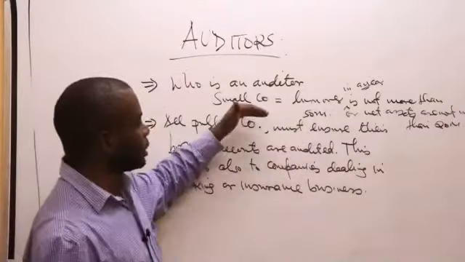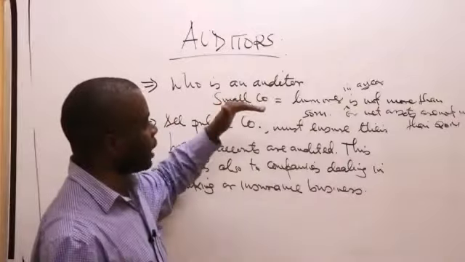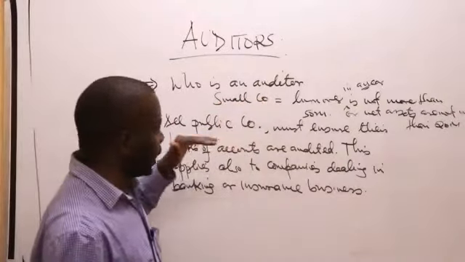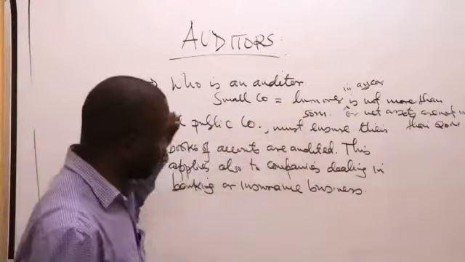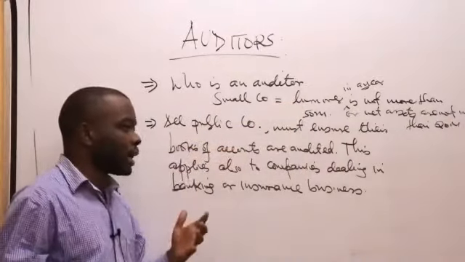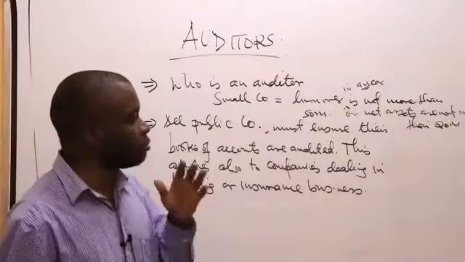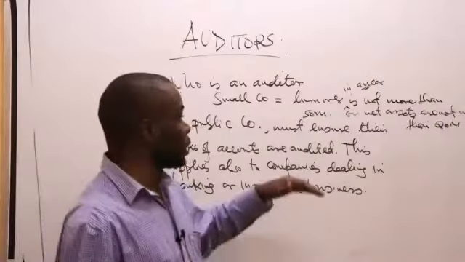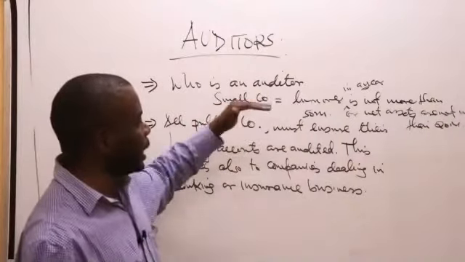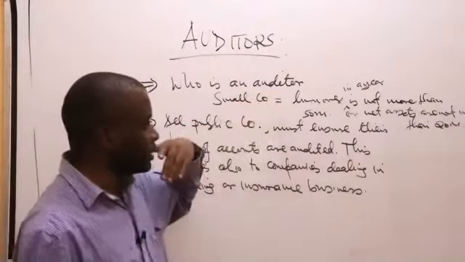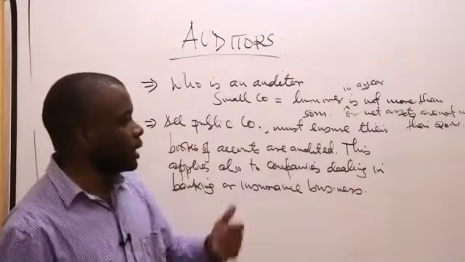But of course, this small company categorization only applies to private companies, because I've told you any public company, it doesn't matter the turnover or the net assets, it must ensure that its books of accounts have been audited, whether it is small or big. The small company categorization does not apply to public companies. It only applies to private companies.